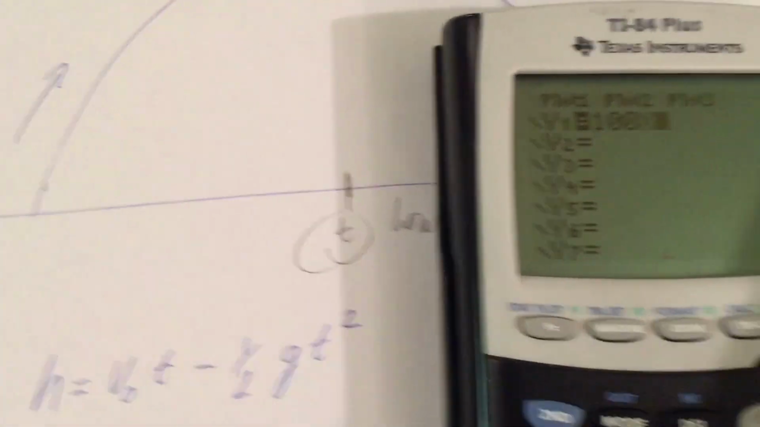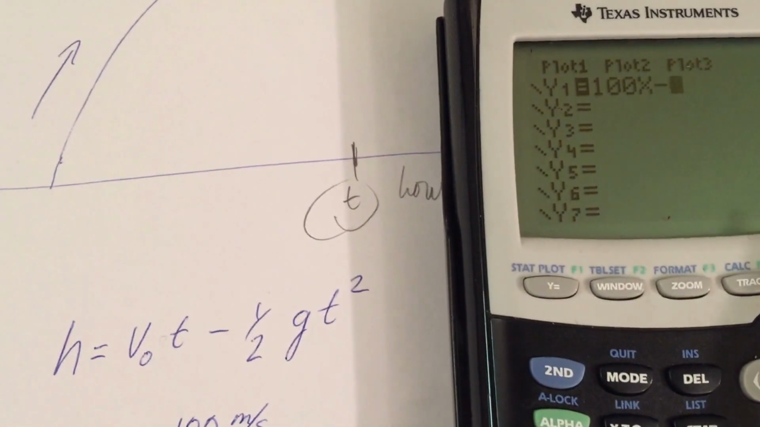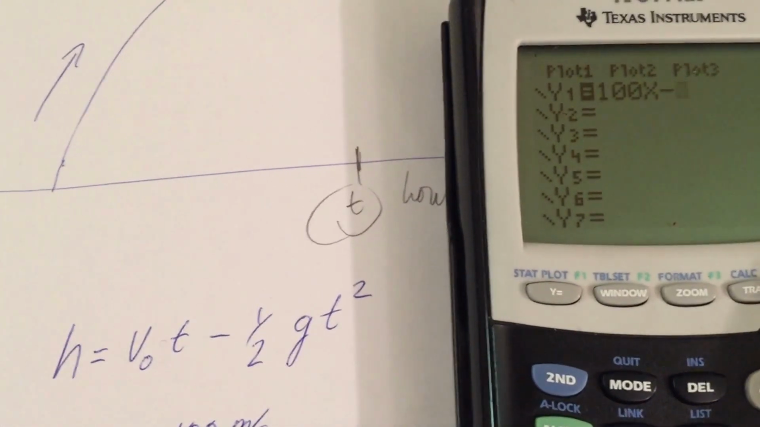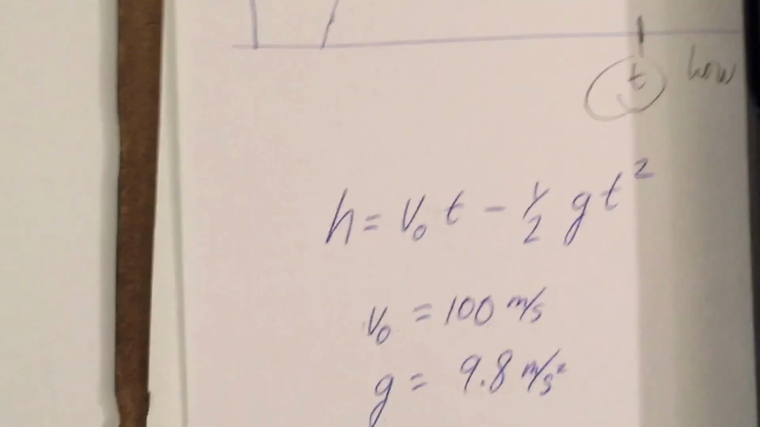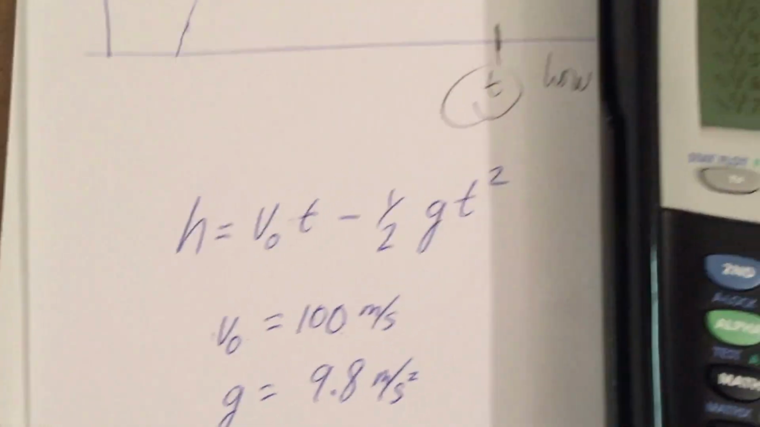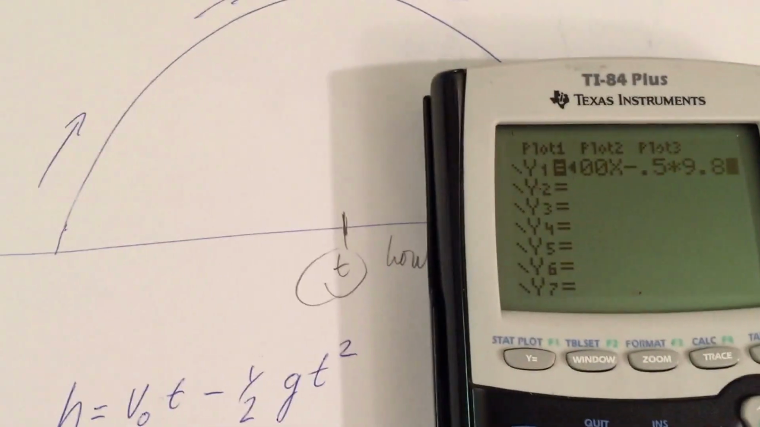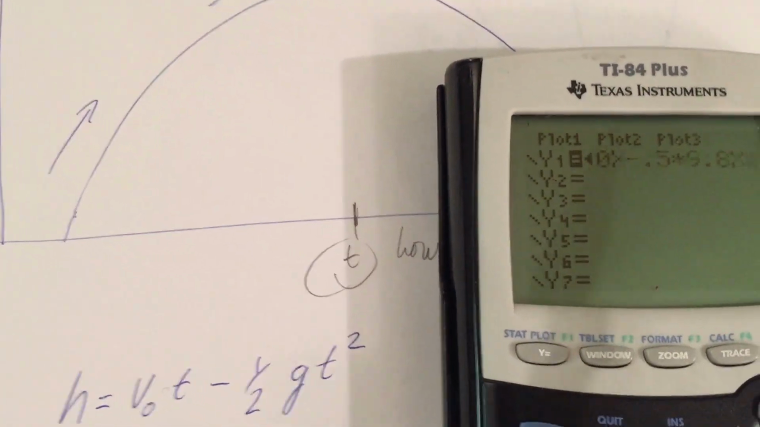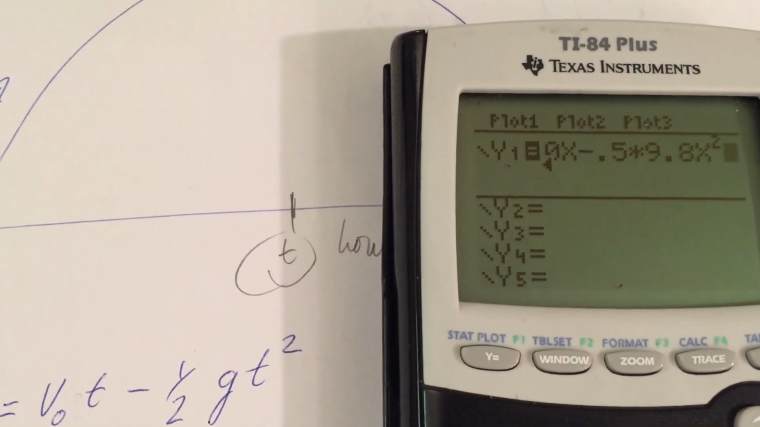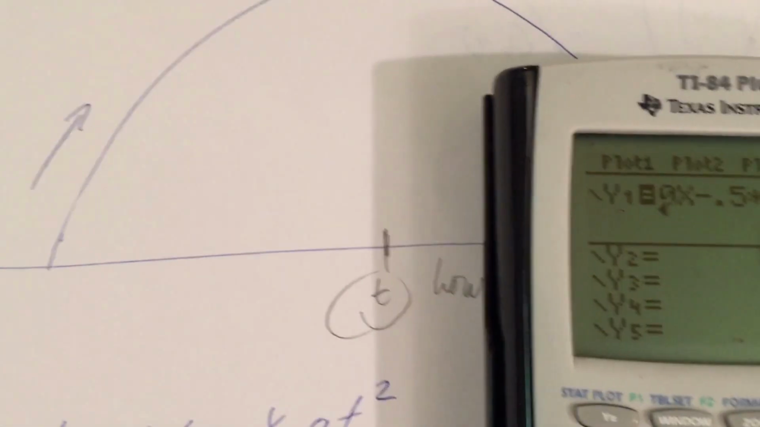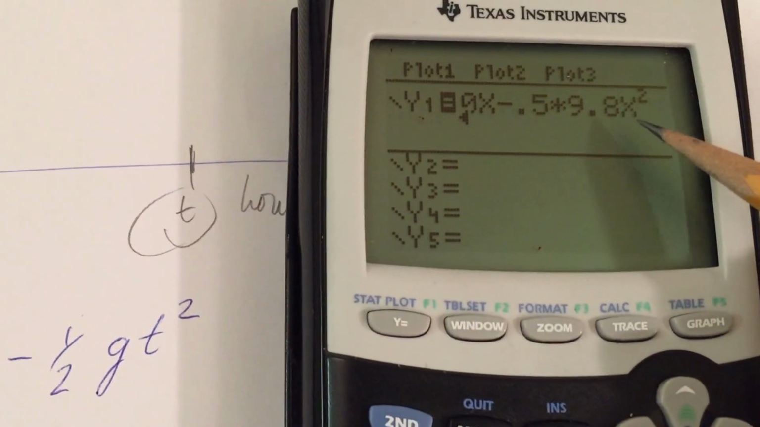So we're going to make this an x. And then we're going to go minus, and I'm just going to make this 0.5 times the acceleration constant, 9.8. And then I'm going to go x squared. So here's what my equation looks like. So 0.5 times 9.8 times x squared.